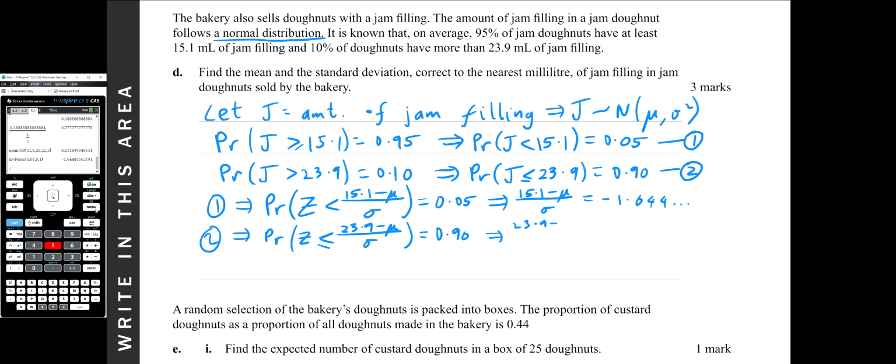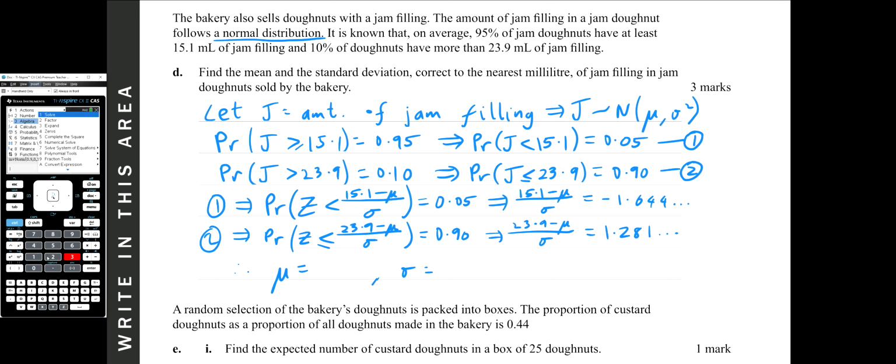And the second one implies that 23.9 minus mu over sigma is equal to, and we go to the inverse normal again, menu 553, this time of 0.9, and we get 1.281 dot dot dot. So solving these simultaneously, we should get a value of mu and a value of sigma. We want both these correct to the nearest millimeter. Right, so let's do this.